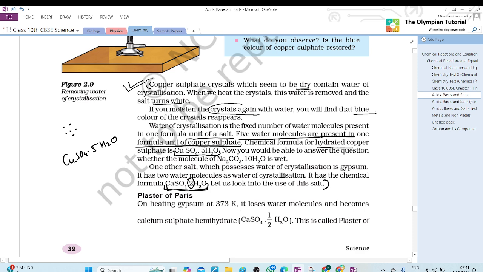Now the question is, what is water of crystallization? What is water of crystallization? You have to write down the heading water of crystallization in your notebook.